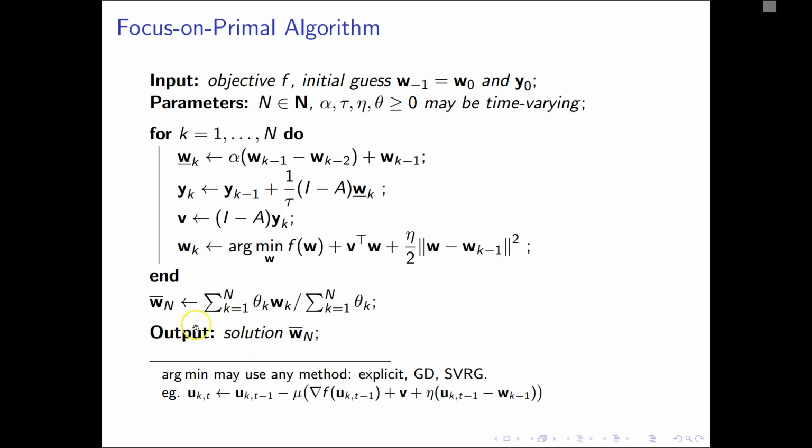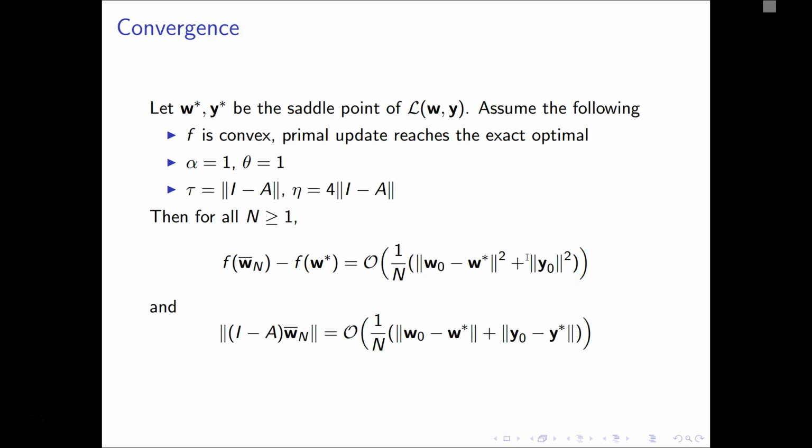And the output will be the solution, which is this Wn. Now here I show how you do this if you use gradient descent to do this argument, this primal update. So here's the convergence result. If we let this W star and Y star be the saddle point of this Lagrangian, and we assume that F is convex and the primal update is solved precisely, and we set this alpha and theta to be 1, and this regularization and the dual update parameters to be something related to our network topology.